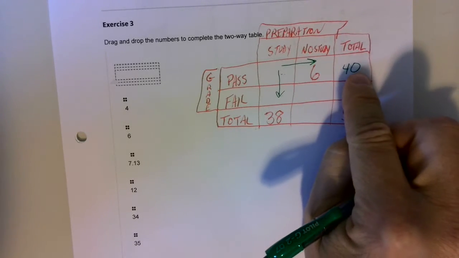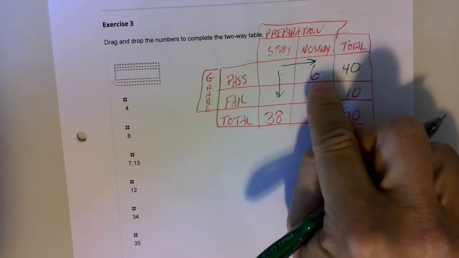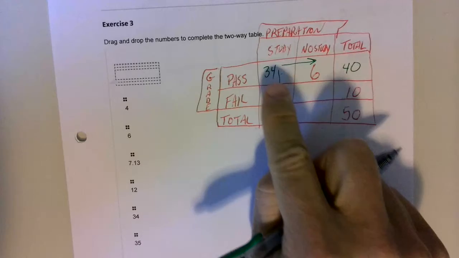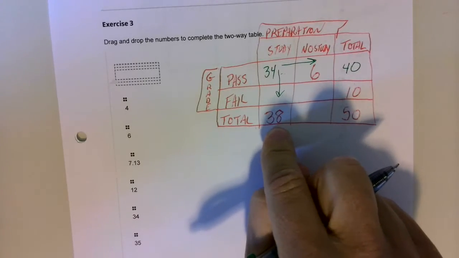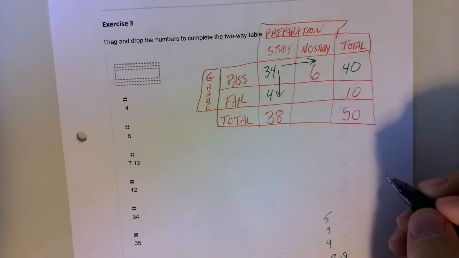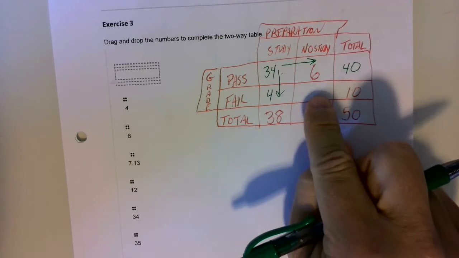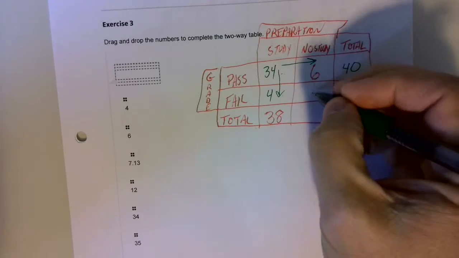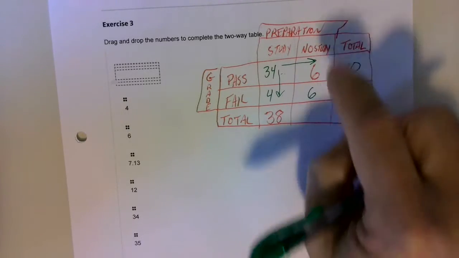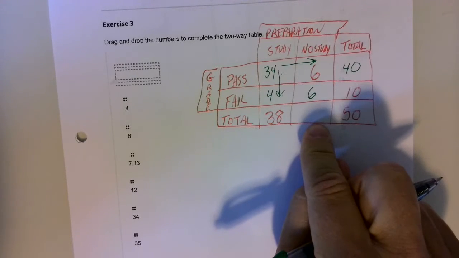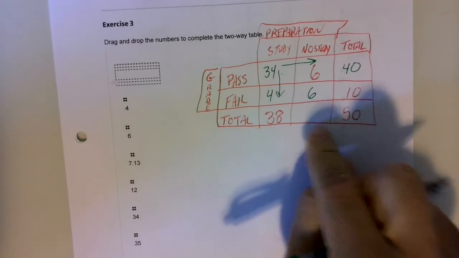Now if this box is equal to this and this is 6, then this would have to be a 34. And if this is 34 and this is 38, then you know that this box would have to be a 4. And then 4 and this box right here has to equal 10, so that's got to be a 6. And then 6 and 6 is 12, or 38 and 12 is 50.